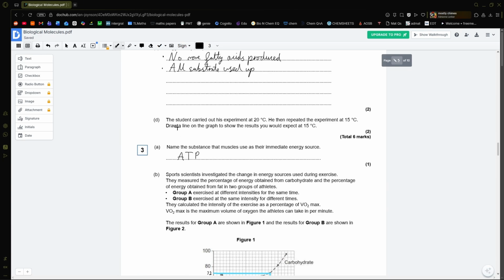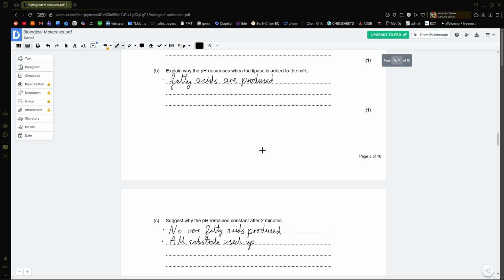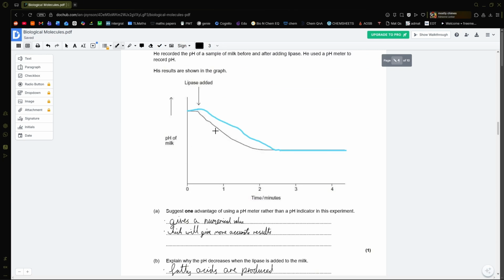Anyways, the student carried out this experiment at 20 degrees Celsius. He then repeated the experiment at 15 degrees Celsius. Draw a line on the graph to show the results you would expect at 15 degrees Celsius. So think about the temperature in enzymes. Enzymes have an optimum temperature. The lower the temperature, the slower the reaction is. The higher the temperature, the faster the reaction is, until a point where the temperature denatures the enzyme.